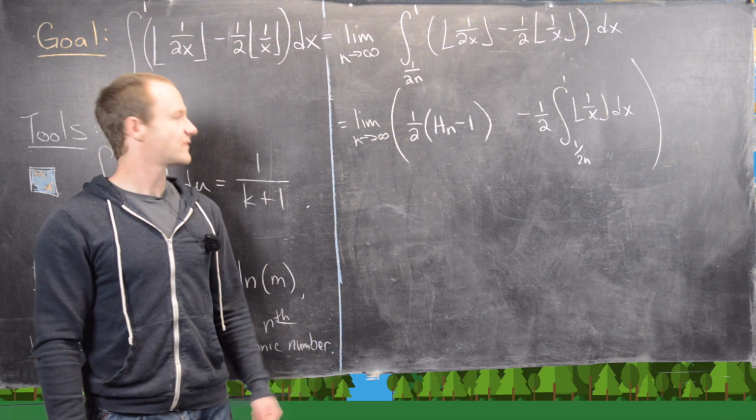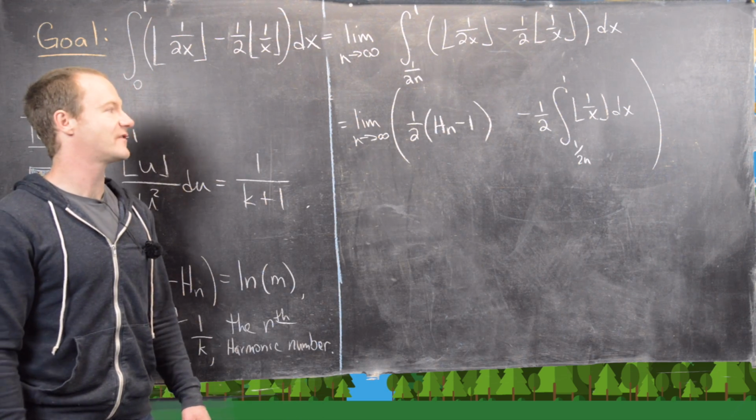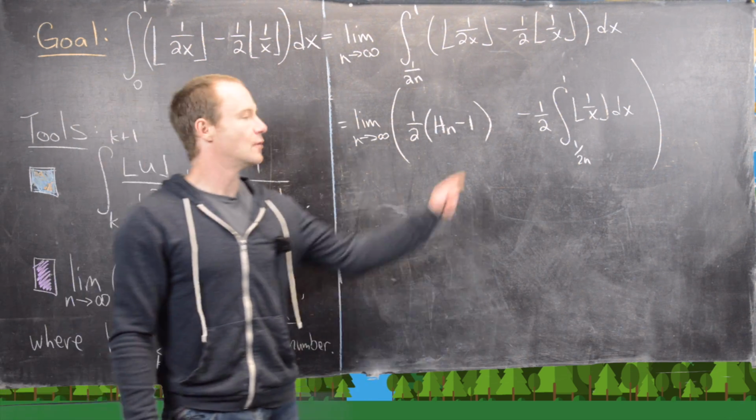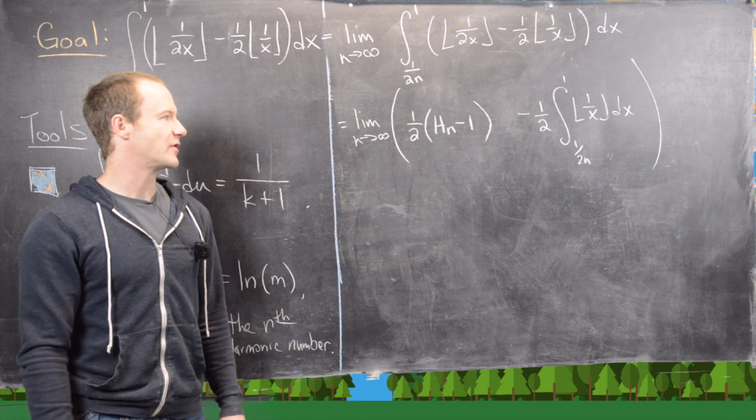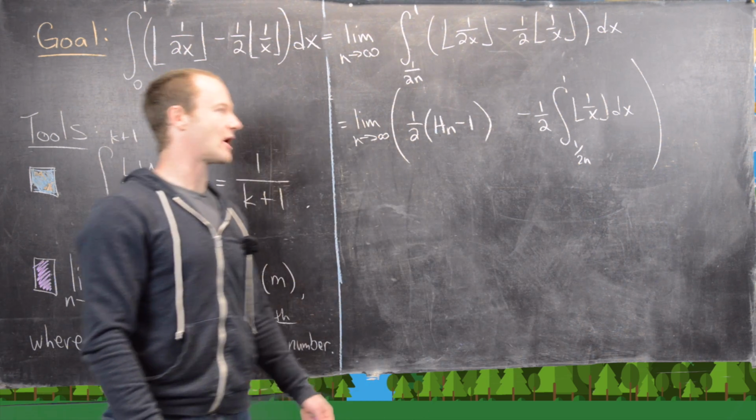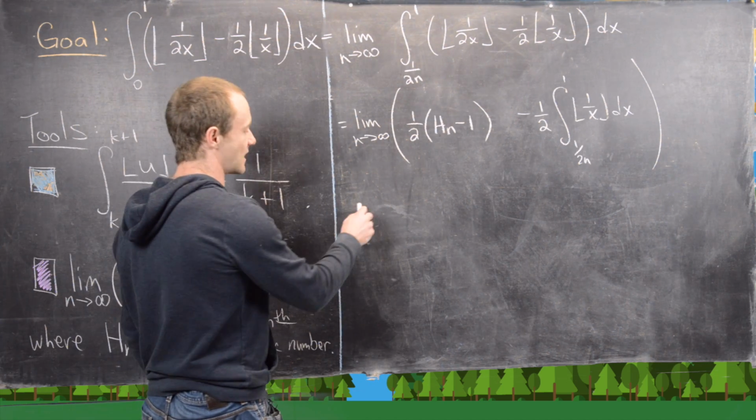Okay, good. So we got that first integral. That's equal to 1/2 of hn minus 1, where hn is that nth harmonic number that we've been working with. So now let's go ahead and calculate this second integral, and we'll do that on the side.